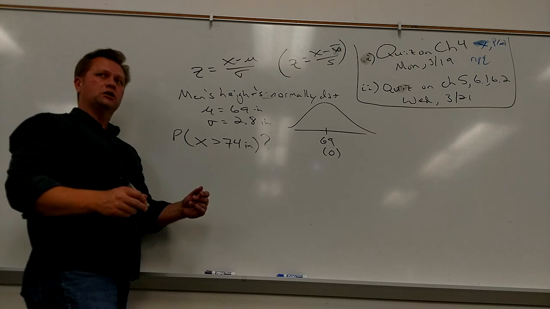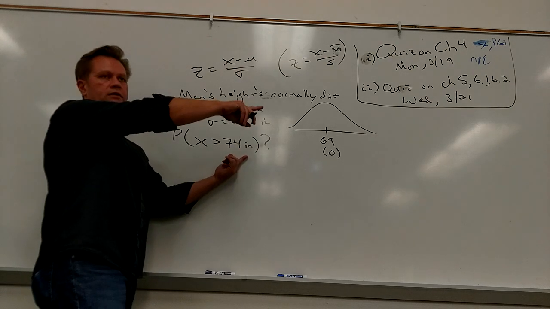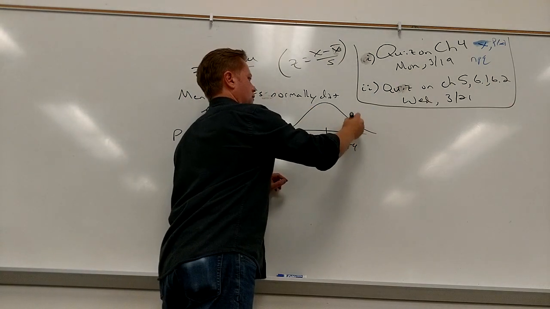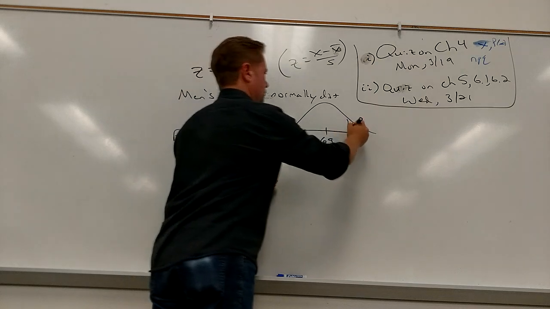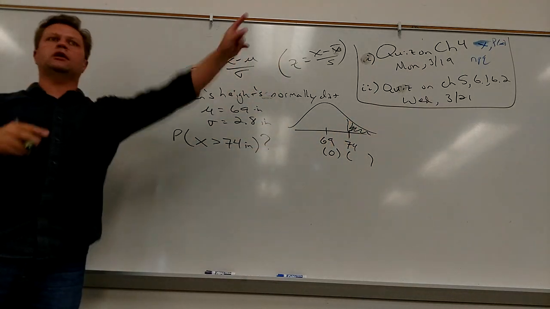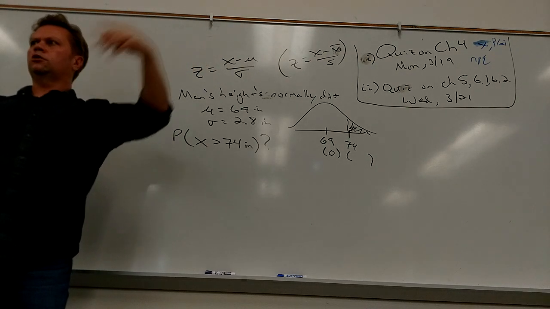What's the height we're interested in? 74. Right? I want to know greater than 74, so I better find 74 on there, and I think everybody could find 74. And I want greater than that, right? So I've got to convert 74 into a z-score, and then I can do everything we just did. That's the beauty of it. Once you get z-scores, you can do like we did in number 1.